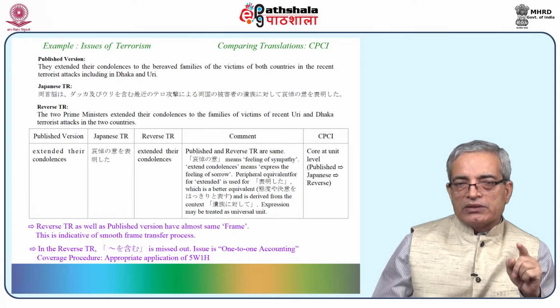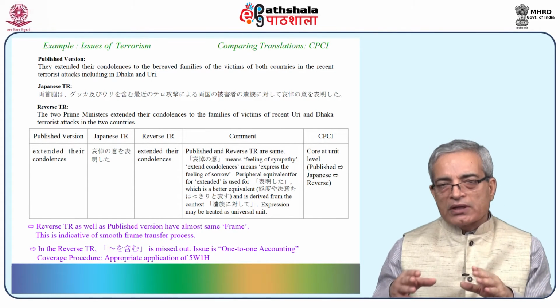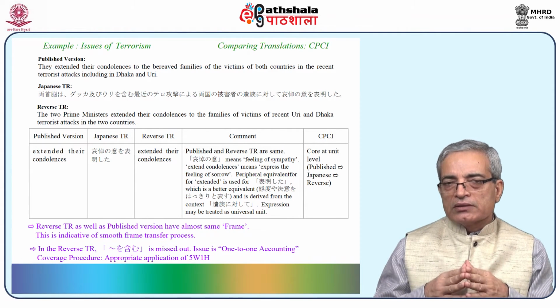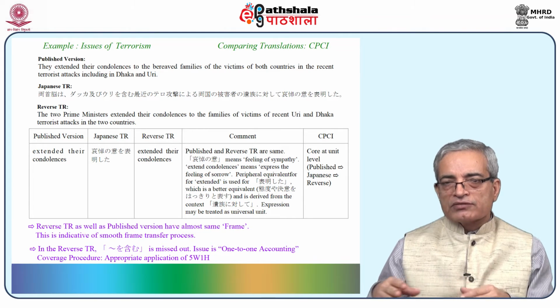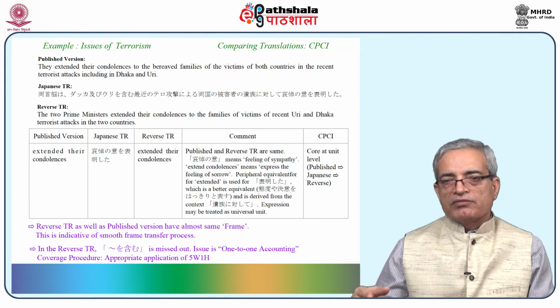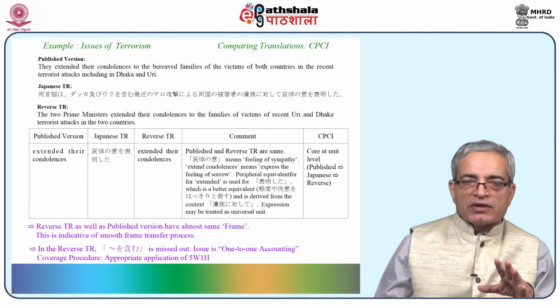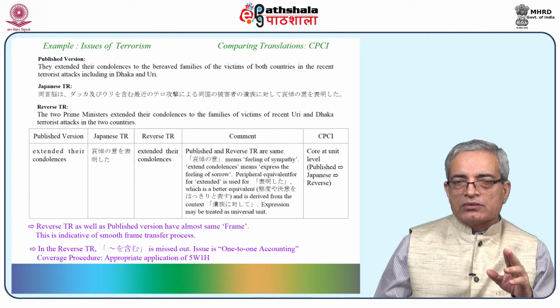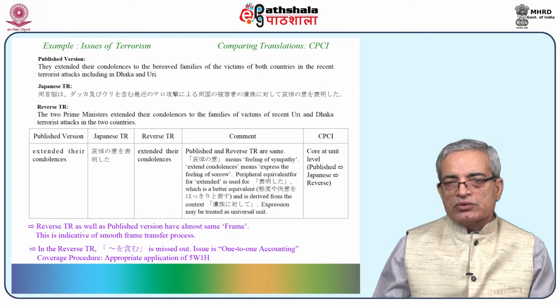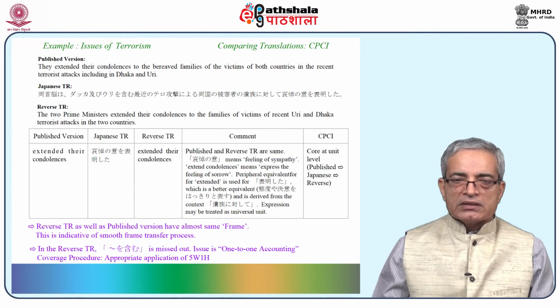Extended their condolences. So, Aito no I o Hyomeshita. If you say extended their condolences, now Aito no I is getting translated as condolences, which is fine. So the published and reverse TR are the same. This means Aito no I means feeling of sympathy. Extend condolences means express the feeling of sorrow. So the equivalent is peripheral. For extended, Hyomeshita is used, which is a better equivalent as compared to Taidoya Ketsuyo Hakiri, as it means Taidoya Ketsuyo Hakiri to Arawasu, and is derived from the context.